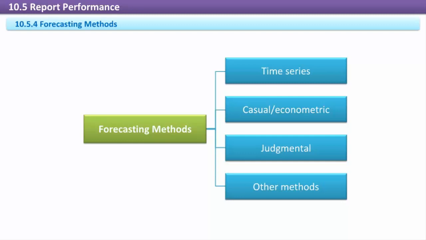Causal econometric methods. These forecasting methods attempt to identify the factors that influence an outcome and thereby be able to predict behavior. These methods include regression analysis. This method relies on determining the dependencies and relationships of variables that can influence an outcome.